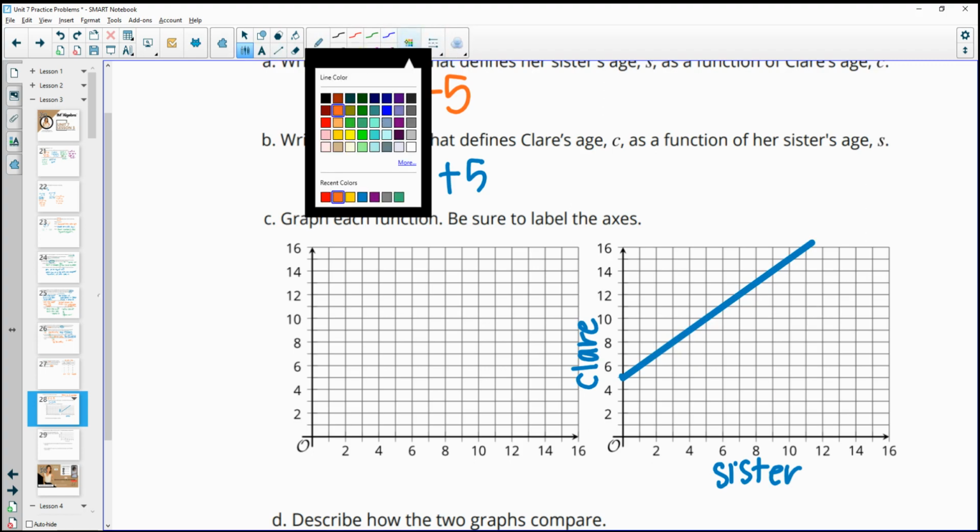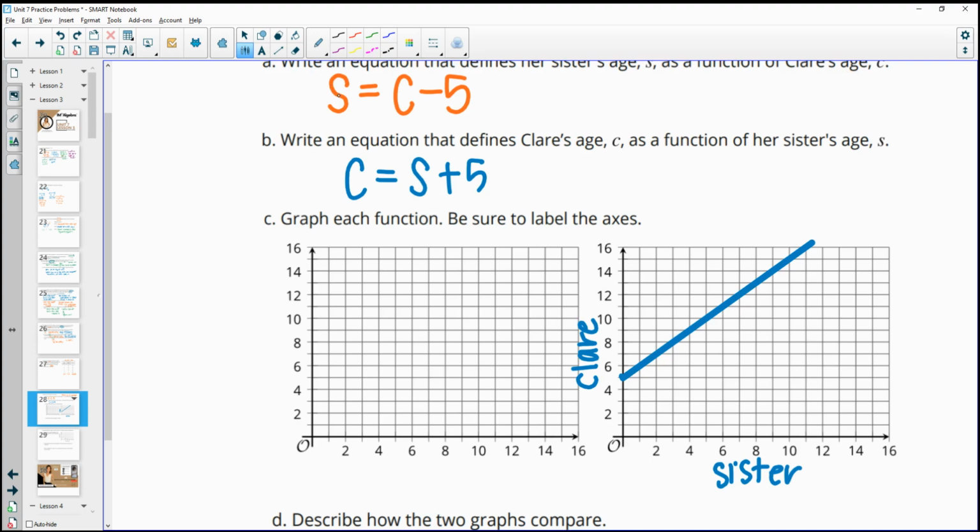Then for the one with the sister's age as a function of Claire, we'll put Claire on the horizontal this time, and then we'll put the sister on the vertical. So now for this one, when we're graphing this for what makes sense in actual ages, if Claire is 0, then the sister is -5. So that doesn't make sense. So we need to start at age 5 for Claire because that's when the sister is 0 or born.